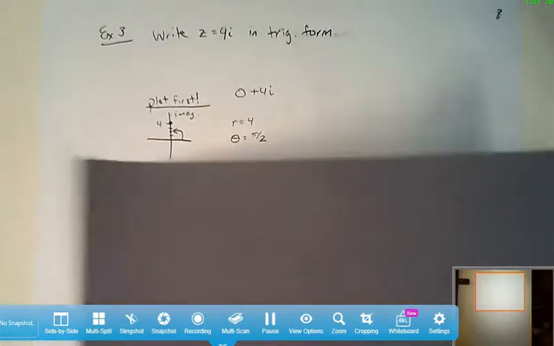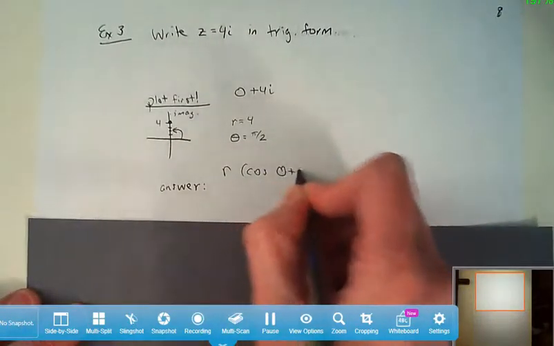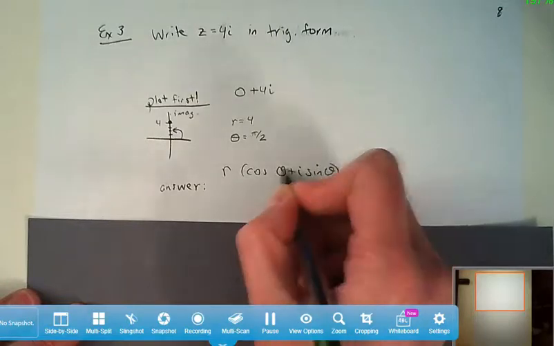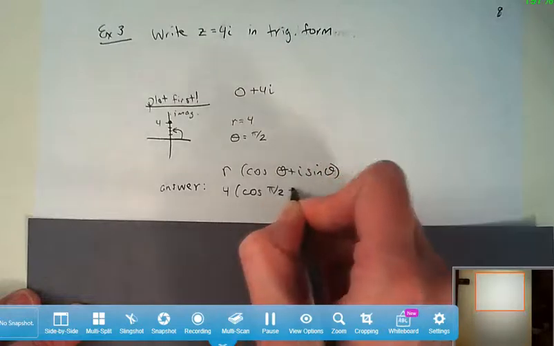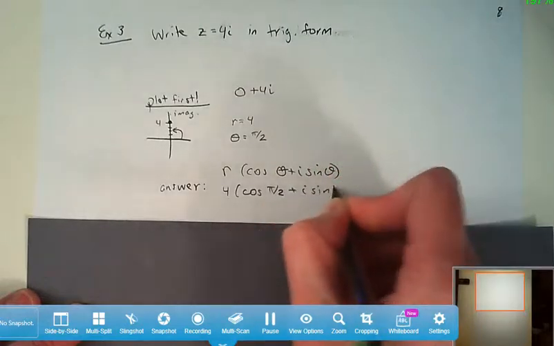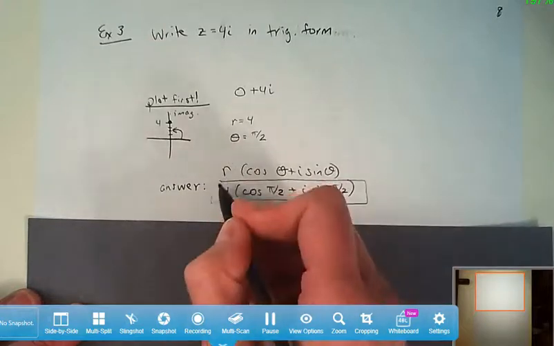So we can write our answer in that format as 4 times the cosine of pi over 2 plus i times the sine of pi over 2, without doing pretty much any work at all.